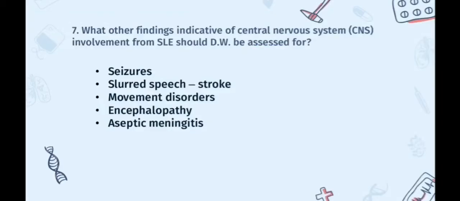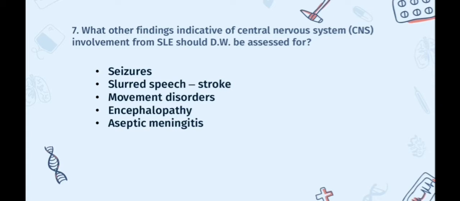The next question is about other findings that indicate CNS involvement from SLE that DW should be assessed for. Firstly, seizures, which can happen due to inflammation and autoantibodies created by the lupus. Second is slurred speech, which is one of the major signs of stroke. Third, movement disorders, where there is abnormal increase or reduced movements, whether voluntary or involuntary. The next one is encephalopathy, where the function or structure of the brain is affected by the disease.